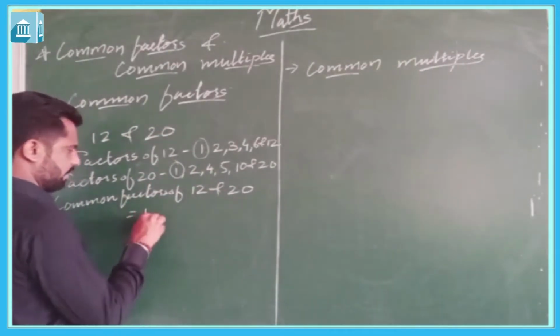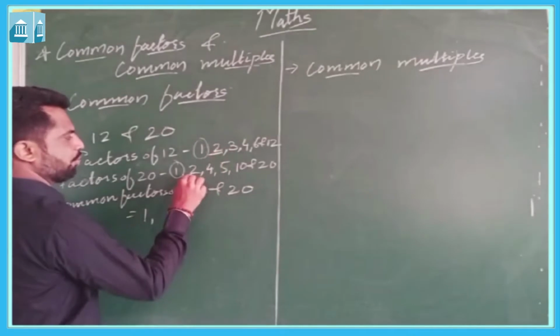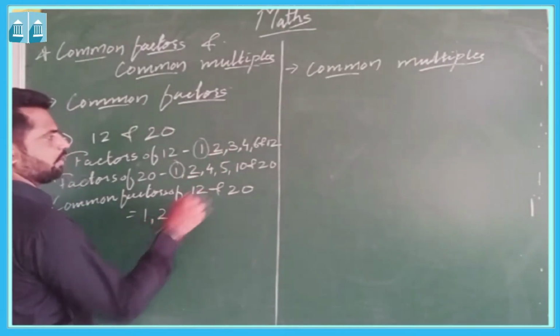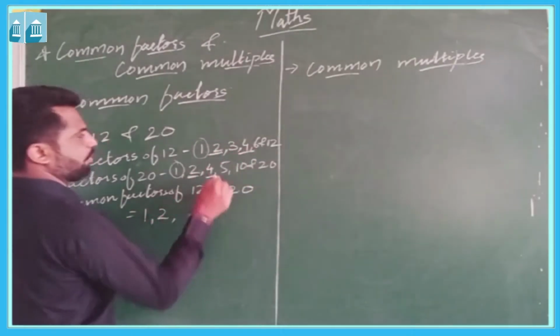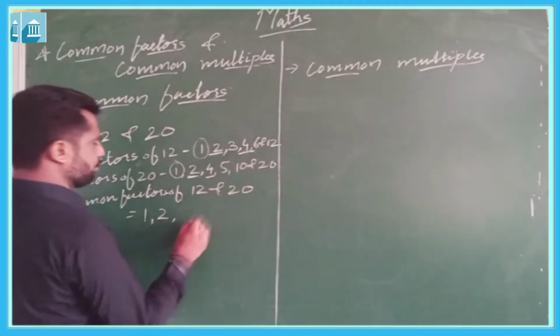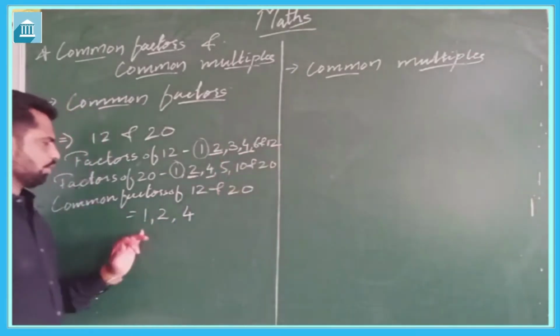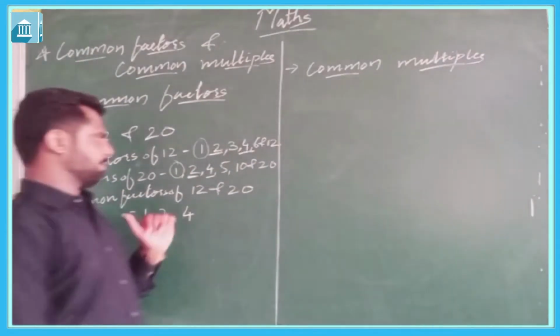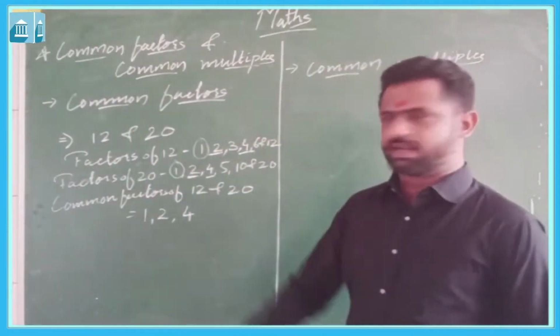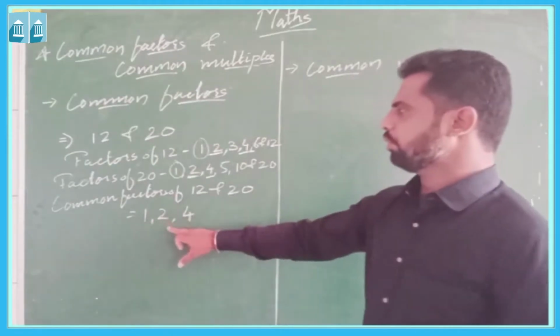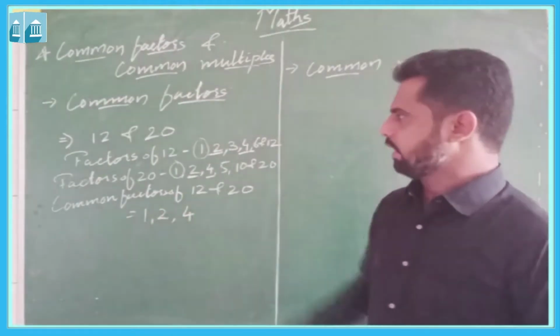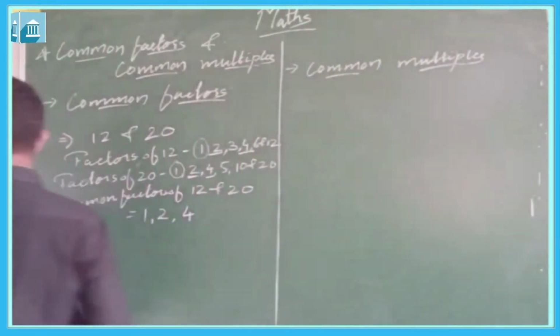So 1, then 2, then 4 is common in both. So the common factors of 12 and 20 are 1, 2 and 4. Let us solve one more example and see.